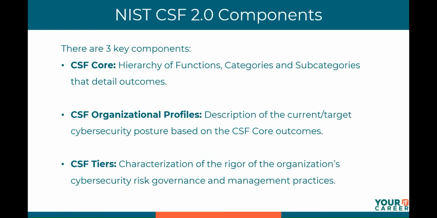So again, here are the 3 components that we discussed. And I mentioned this was the core part of the training, right? So you have the CSF core, CSF organizational profiles, and CSF tiers. CSF core is the main piece, right? So that's where you have those 6 functions that we mentioned, categories and subcategories that detail the outcomes, right? Then you have the actual profiles that describe the current and target postures. And then you have the tiers that just say, you know, what level or how serious do we want to be with our cybersecurity risk governance? What are we comfortable with in actuality? All right. So that's the summary there.